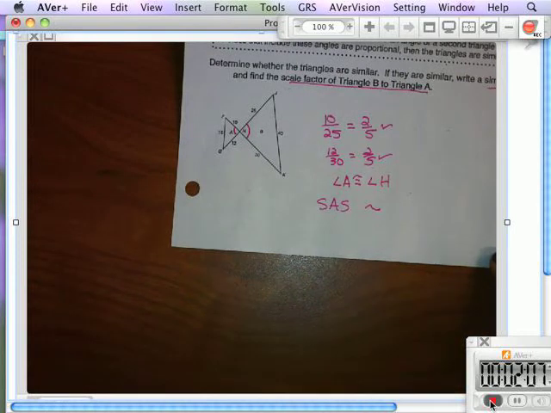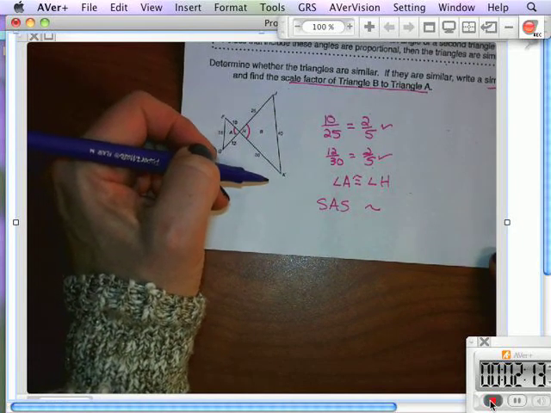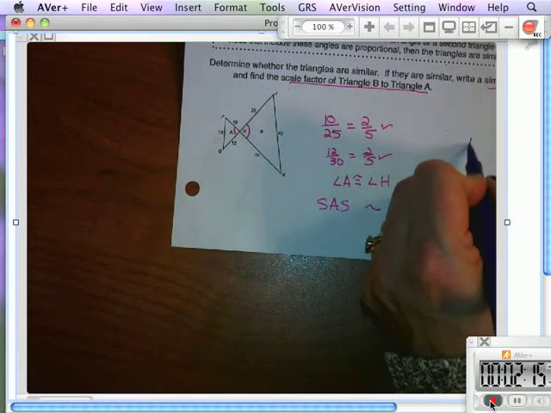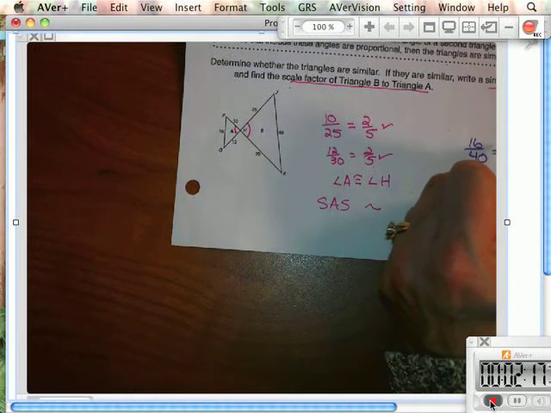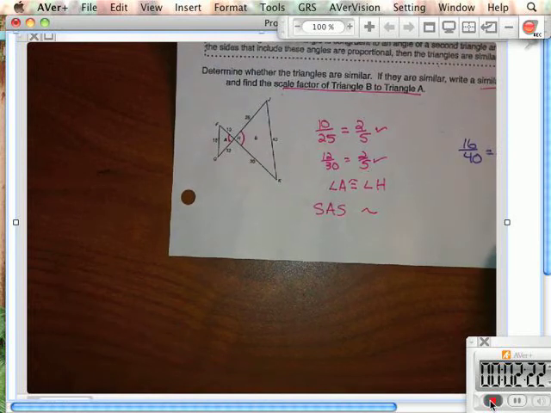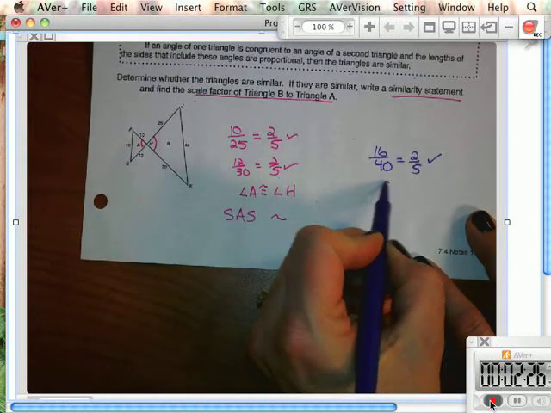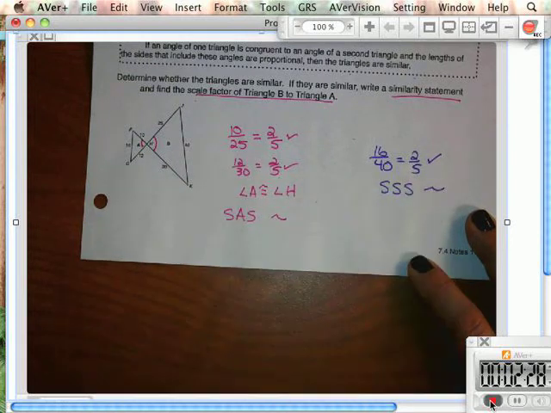But guess what? That's not all. I got this third side here, so just for fun, let's see if 16 over 40 is equal. Oh, look, it's also equal to 2/5. So I could also say side, side, side similarity. I could do that.